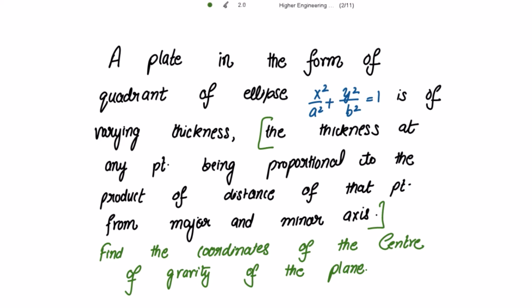of ellipse x square by a square plus y square by b square equal to 1 is of varying thickness, and the thickness at any point being proportional to the product of distance of that point from the major and minor axes. We need to find the coordinates of the center of gravity of the plate.